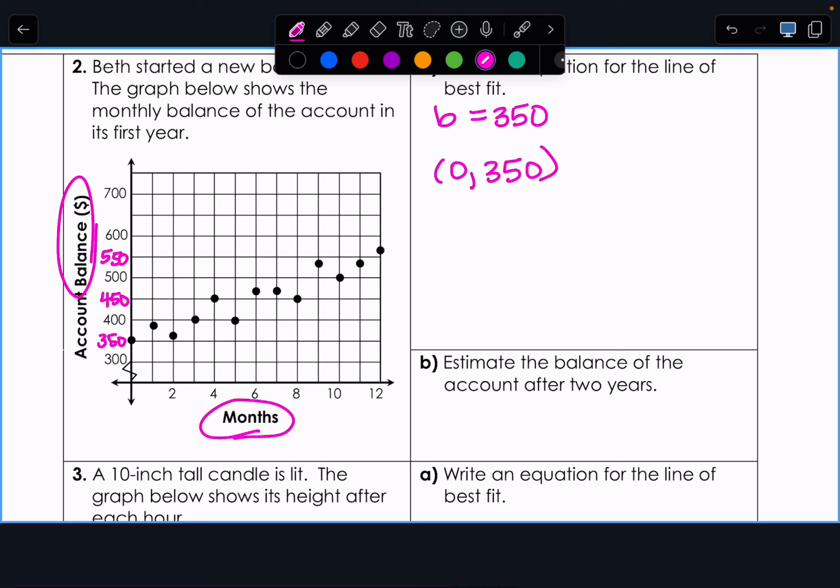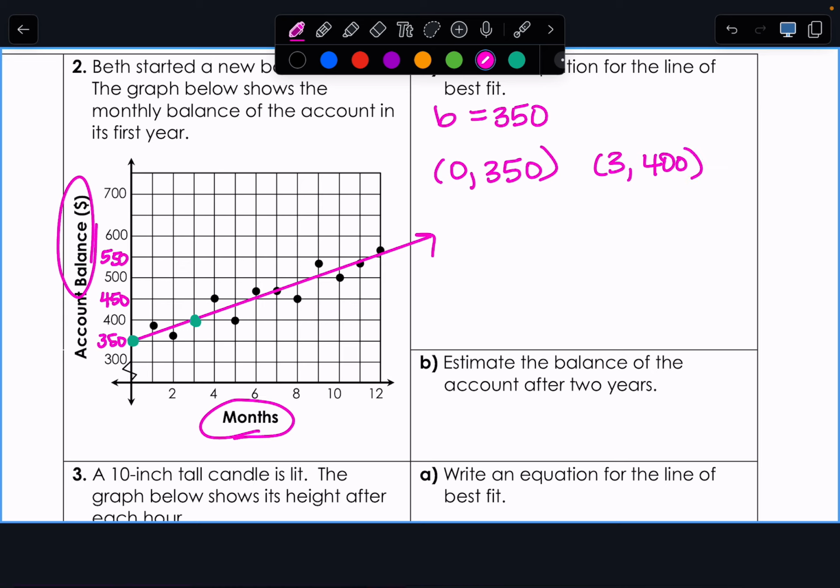And then we got to make our line. Should I go through these 2 points? You think that one looks good? Are we good with that one? Yeah. So we're using 0, 350. What would we call this one right here? 3, 400. Make sure you do x, then y.